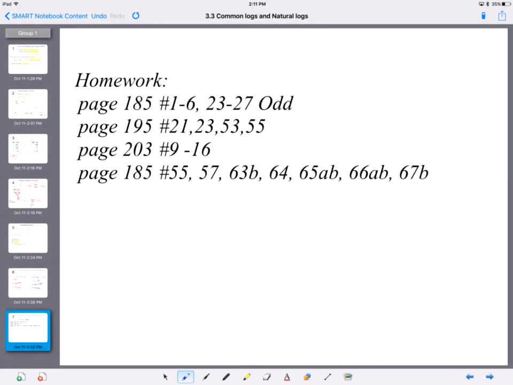And here's your homework. It's going to look like a lot, but there's a lot of different things going on here. A lot of things that you're just plugging in. So take a look at that. We'll work on that tomorrow in class.